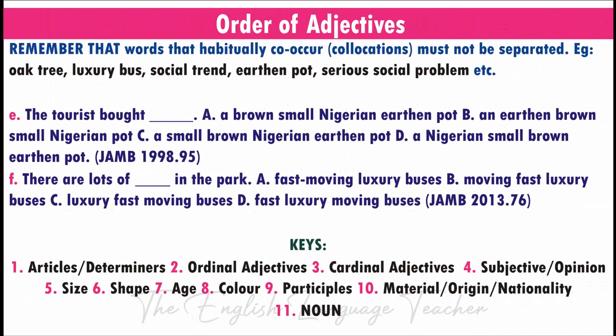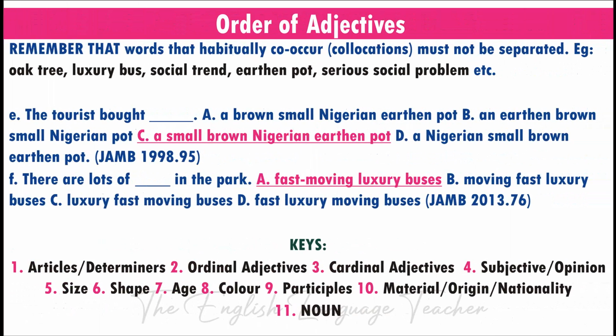Okay? Now, let's take a look at this page. Remember that words that habitually co-occur, these are collocations, must not be separated. Yes, you must not separate words that usually come together, e.g., oak tree, luxury bus, social trend, earth import, serious social problems. Let's see these two past questions. Pause the video so you can have the time to work on getting your answer.